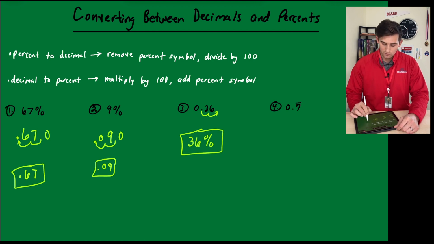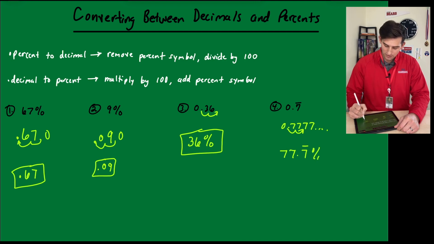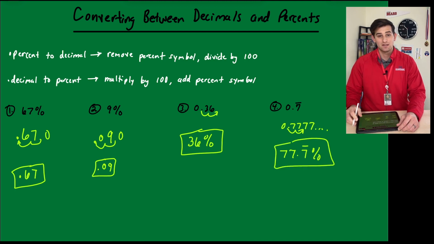Okay. Number 4, 0.7 repeating. So for this one, we do have a repeating decimal, so let's just extend it out just a little bit. Okay, so we know that would continue on and so forth. So now let's move our decimal twice to the right. So 1, 2. So that's going to be 77.7, and we'll put our repeating bar over that last 7. And this would be our percent, 77.7 repeating percent. Okay, and that's how we can convert between decimals and percents.